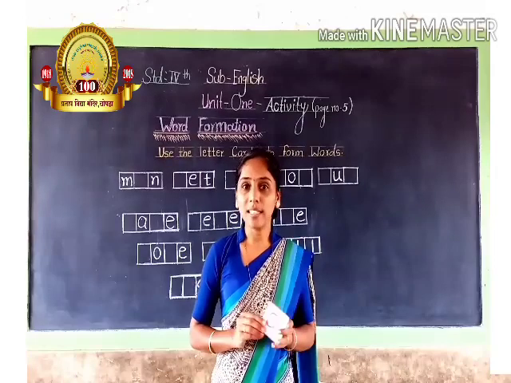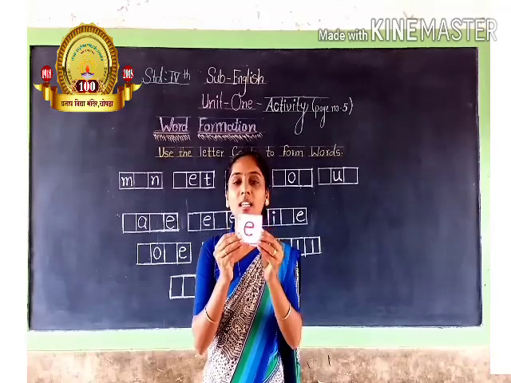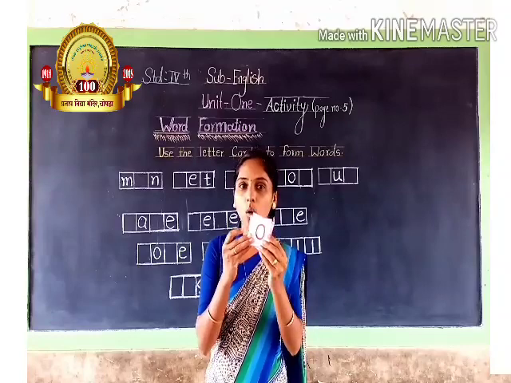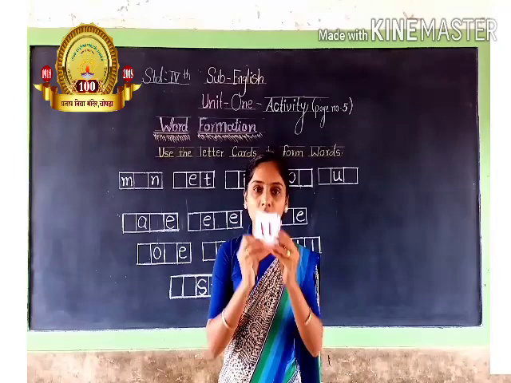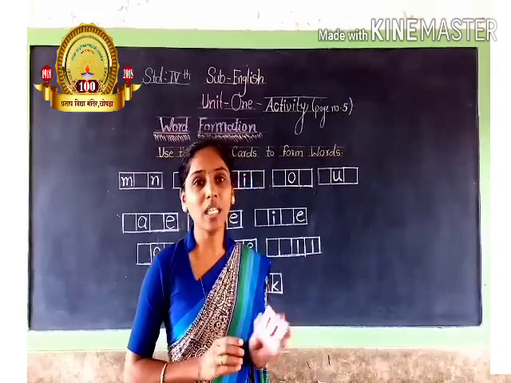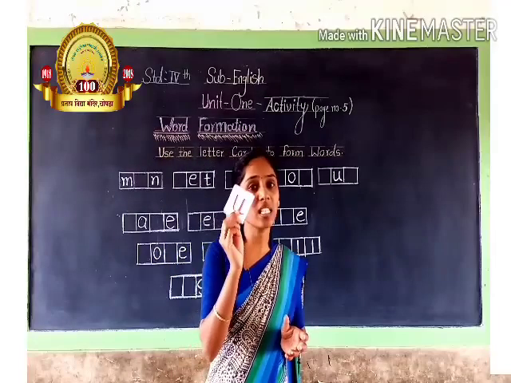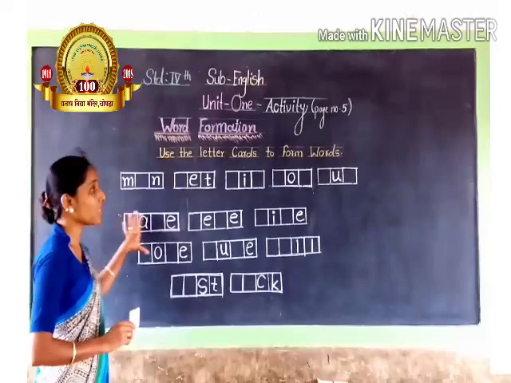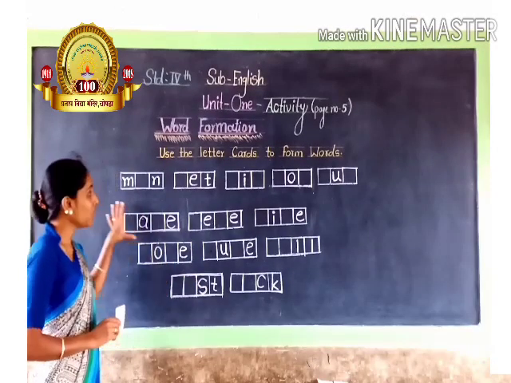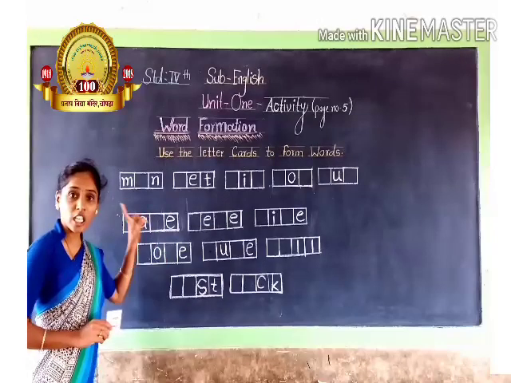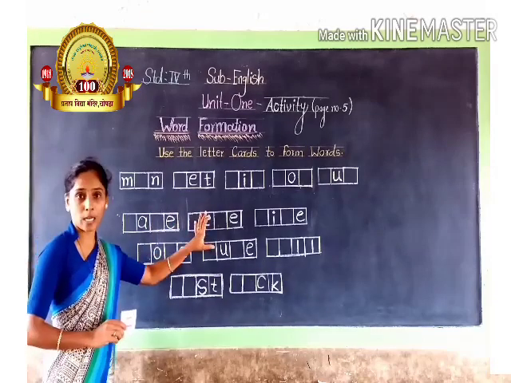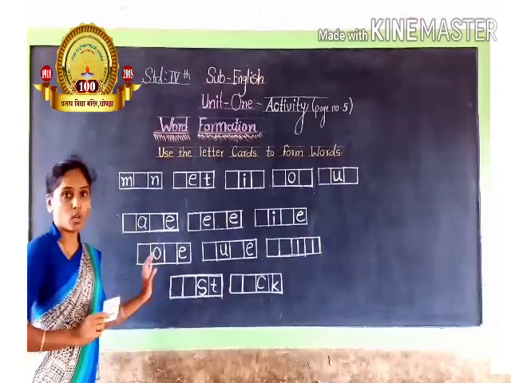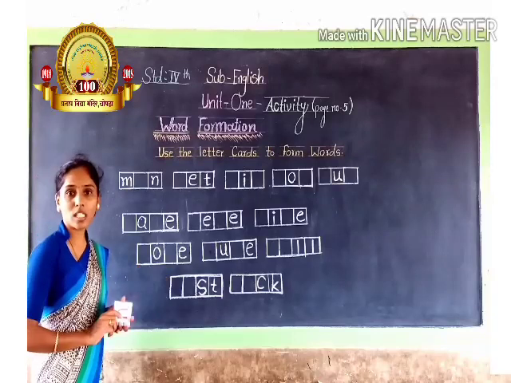Which are vowels? Let's see. A, E, I, O and U. These are the 5 vowels and the remaining 21 are consonants. I have 26 letter cards and now here on the blackboard I have written some words. But if you see, these words are not complete. In each word some letters are missing. And by using these cards we now make the words. Let's see how to do this activity.